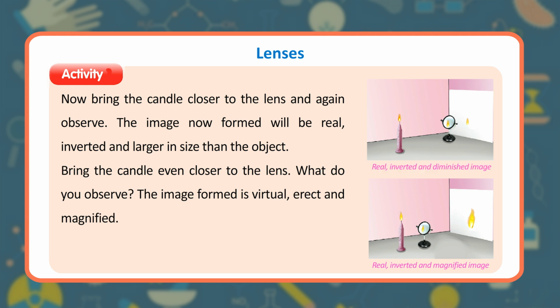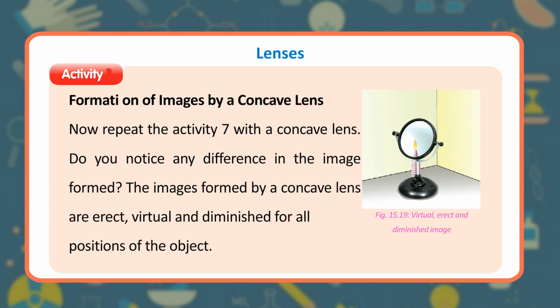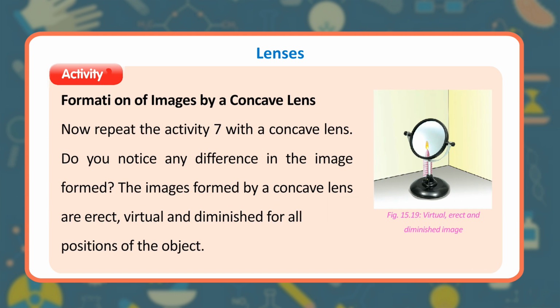Real, inverted and diminished image. Real, inverted and magnified image. Activity. Formation of images by a concave lens. Now repeat the activity 7 with a concave lens. Do you notice any difference in the image formed? The images formed by a concave lens are erect, virtual and diminished for all positions of the object.